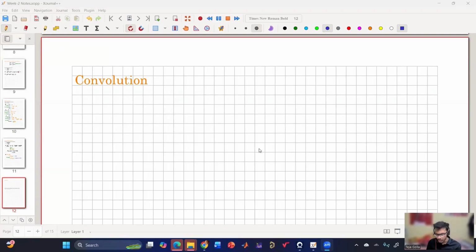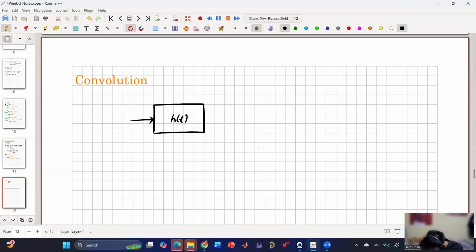You might have already gone through the lectures, but I'll just summarize. If we have any system, say h of t, and say the input is u of t, and the output is y of t, then y of t can be written as x of t convolution h of t.